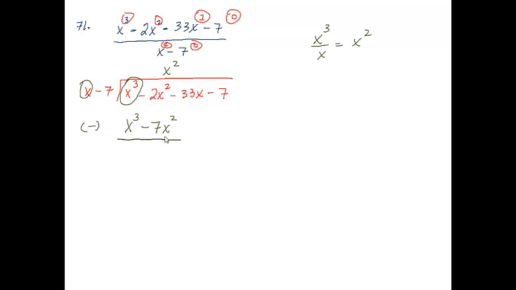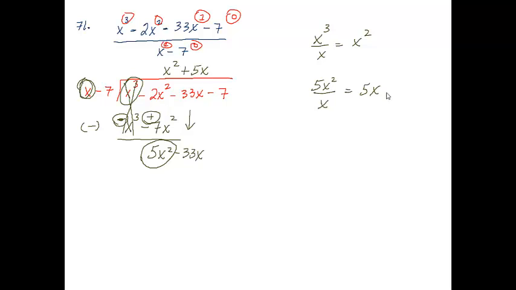You're going to subtract these two, so it changes your signs. And remember, I changed my sign and circled them to indicate that this is what I changed my sign to. So I have x to the third minus x to the third cancels out like it's supposed to. Then I have negative 2x squared plus 7x squared becomes 5x squared. My negative 33x drops down. And then I repeat. First terms once again. 5x squared divided by x becomes 5x. Again, right at the top. So I'm adding 5x because it's positive.